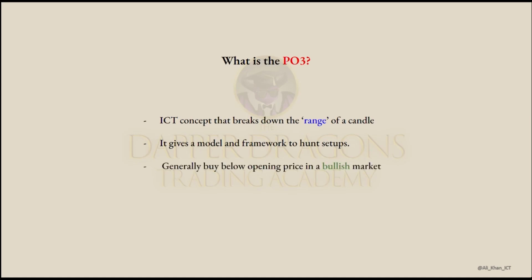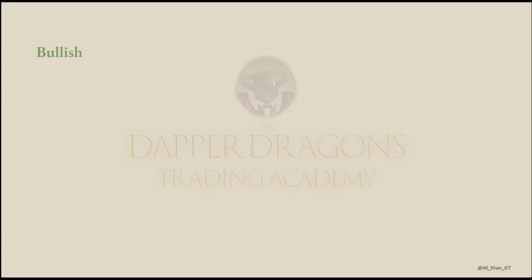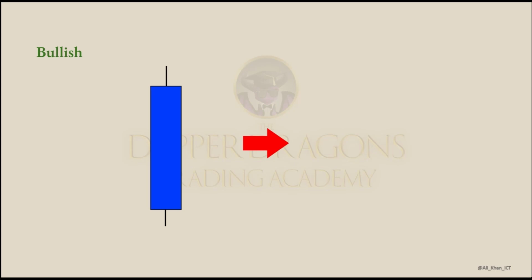Generally, we're buying below the opening price in a bullish market, and we're selling above the opening price in a bearish market. I'll speak a little bit more about what these opening prices are in the coming lectures. So, if we're bullish and we have an up close candle, this can be interpreted with an open high low close bar.